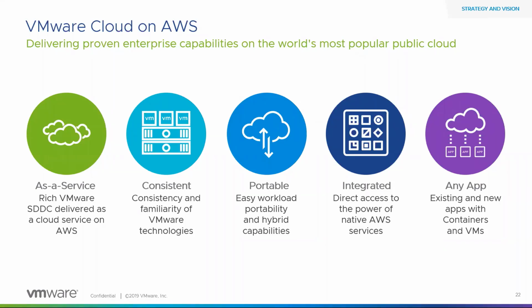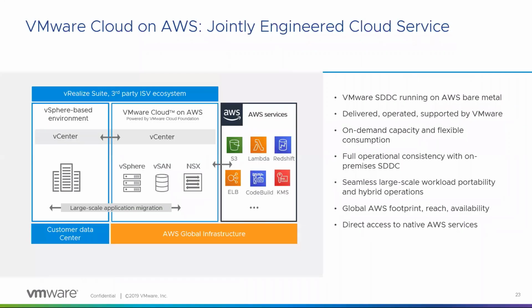So let's take a quick look at what's in the stack, this modern SDDC stack, right? Well, this stack is going to have vSphere at its base. It's going to have vSAN. It's going to have NSX, all of the things you already know and love, right? Again, right next to that stack, you want to have your AWS services.